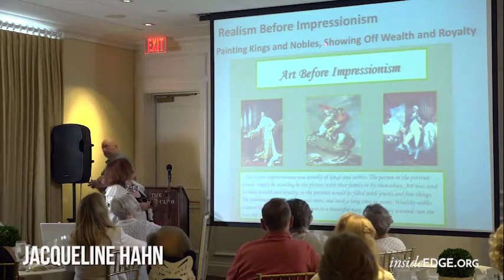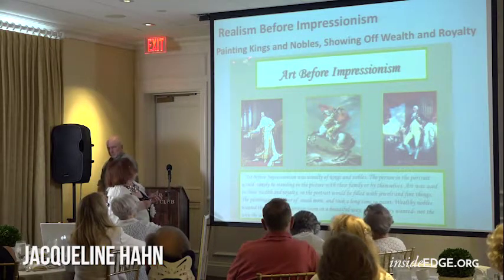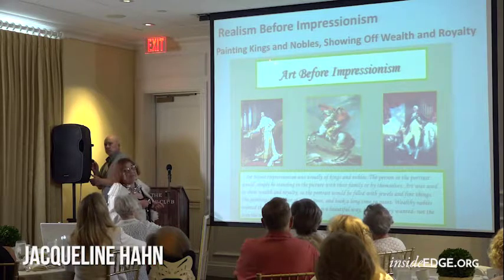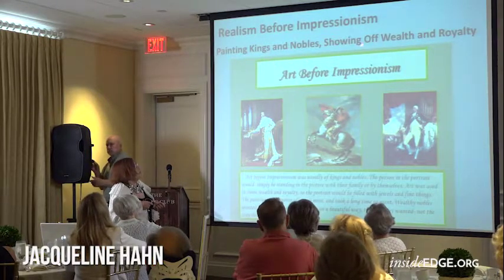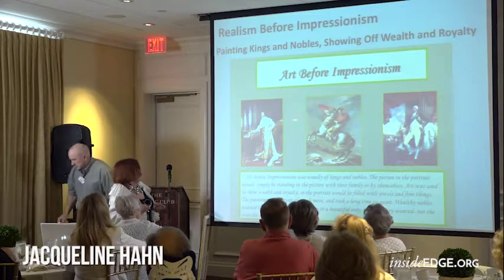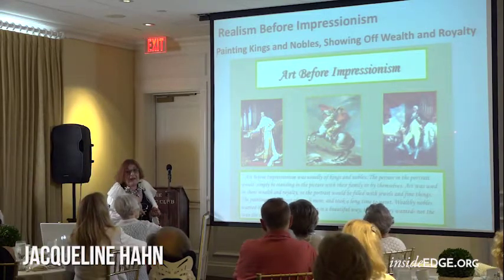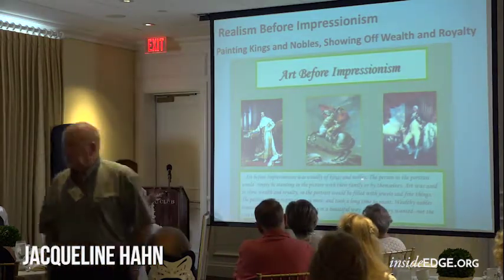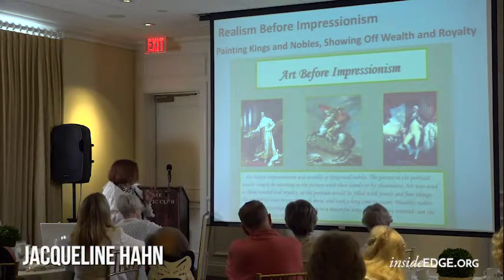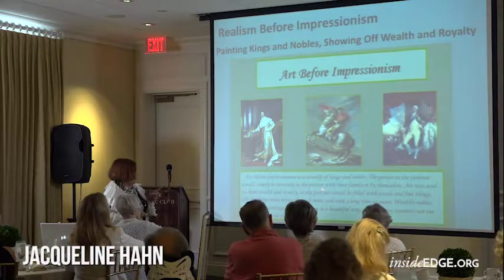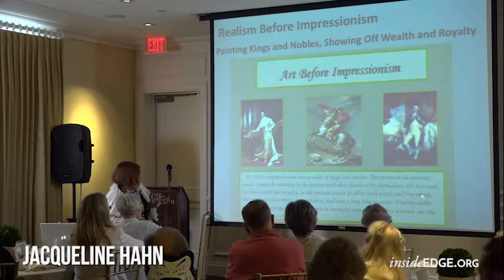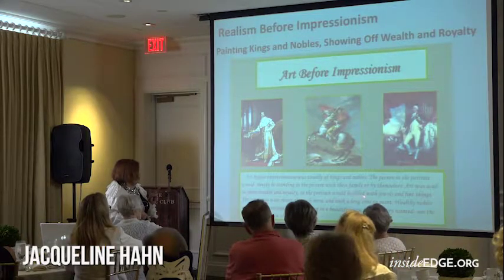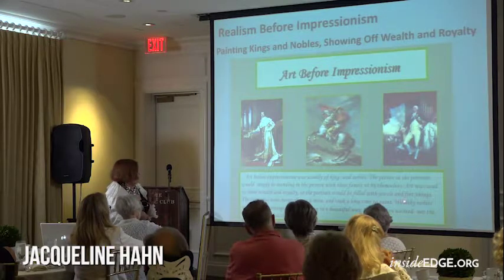Before Impressionism was realism, okay? So what did the artists do? They painted kings and nobles, showing off wealth and royalty. So art before Impressionism was usually of kings and nobles. The person in the portrait would simply be standing in the picture with their family or by themselves. Art was used to show wealth and royalty, so the portrait would be filled with jewels and fine things.